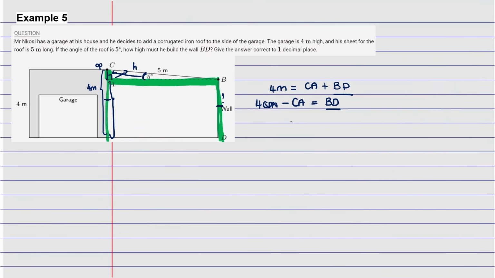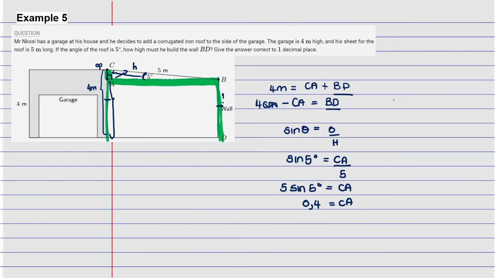So we know that sine beta is basically equal to opposite over hypotenuse, right? So the angle is 5 degrees, so sine 5 degrees is equal to the opposite, which is what we're looking for, CA, divided by the hypotenuse, which is 5, right? So take the 5 to the other side. So this is going to be 5 sine 5 degrees equal to CA. Punch that into the calculator, and you're going to see that this is 0.4. So now we know that CA is equal to 0.4.